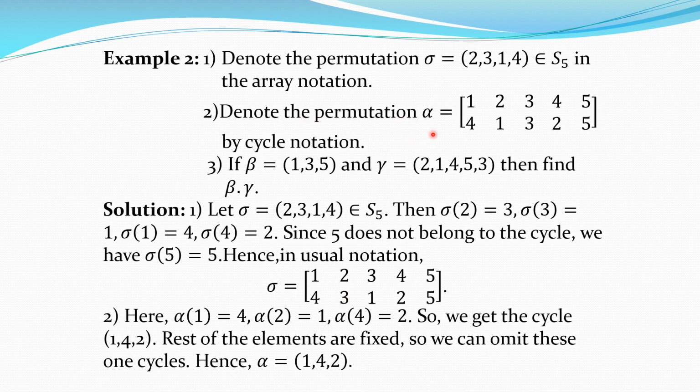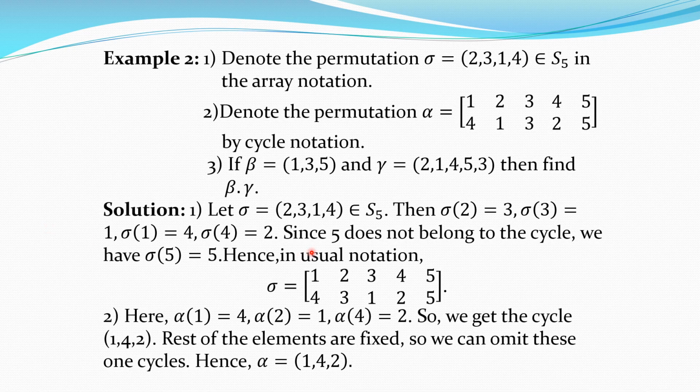Alpha is already given in array form and we have to convert it into cycle form. So we start with the first element. Alpha of 1 is 4. Alpha of 4 is 2. Alpha of 2 is 1. And 3 and 5 are mapping to themselves identically.